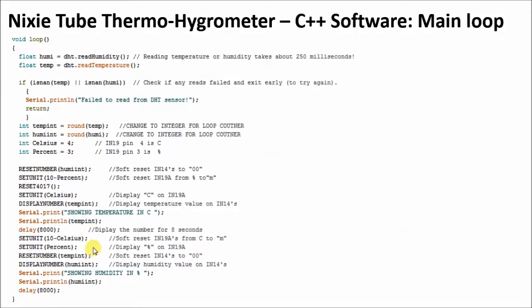Then we go through the same loop for the humidity in percentage. So we set the units to 10 minus Celsius, which is a soft reset. It will reset it to M or 0 for the IN19A tube. Then we display percent, which is the third symbol in the tube. And then we go to the numbers. We display number the humi int after we did a soft reset of the temp int. Then serial print showing the humidity on your PC for debugging. And also the humidity will be shown for 8 seconds.